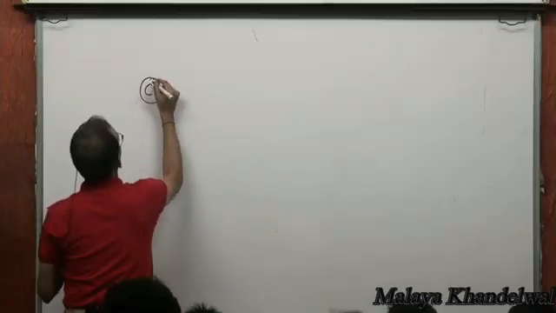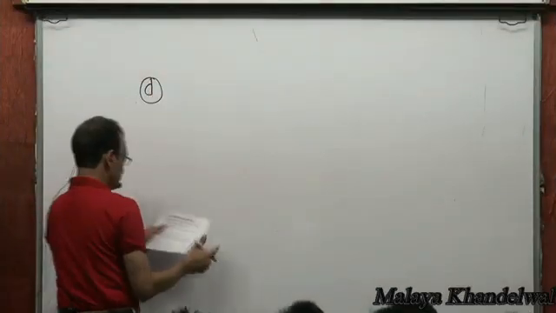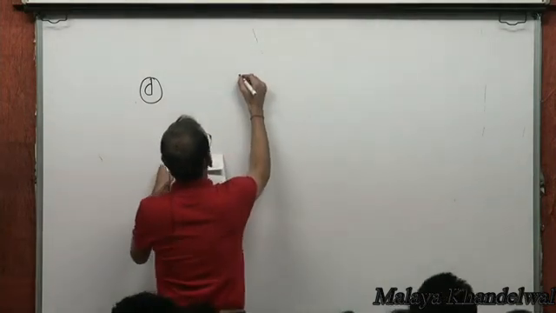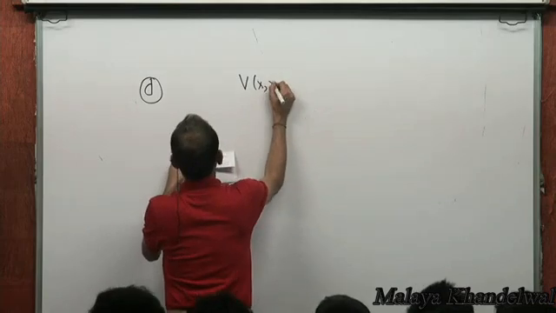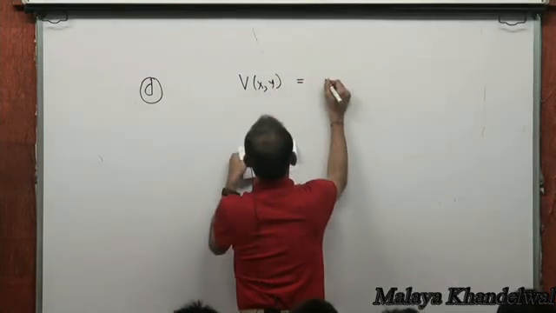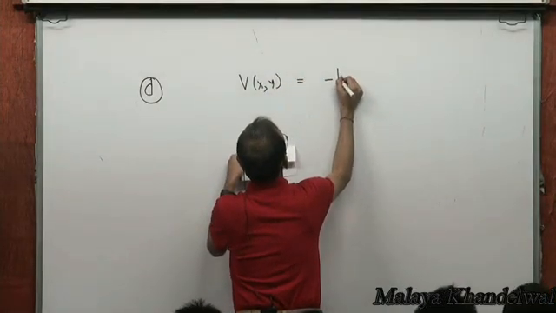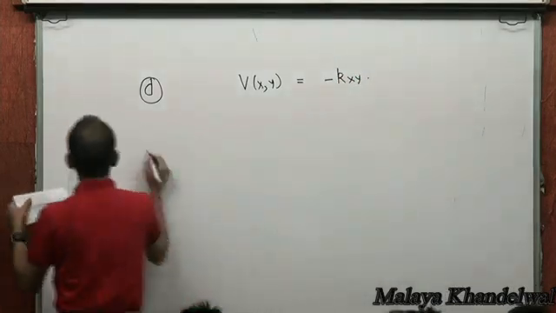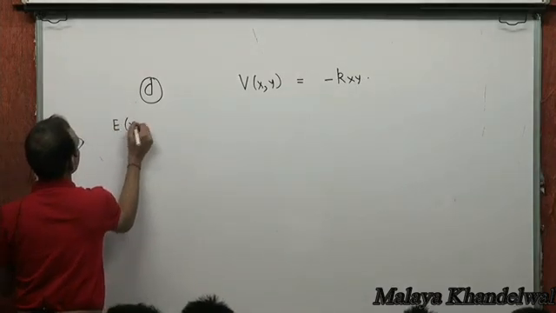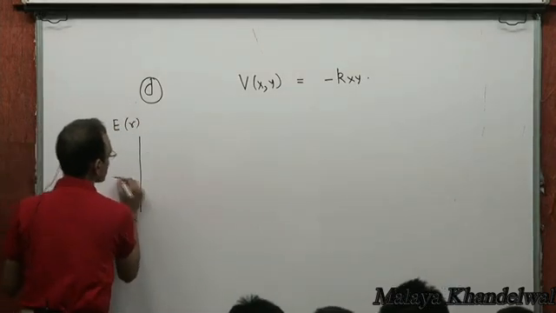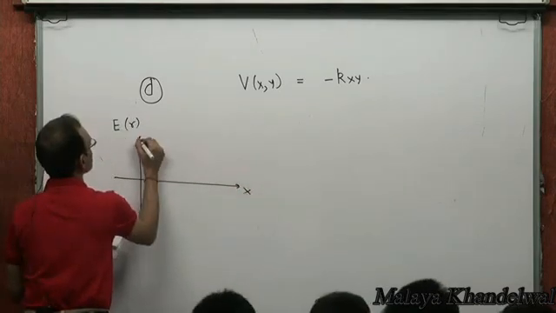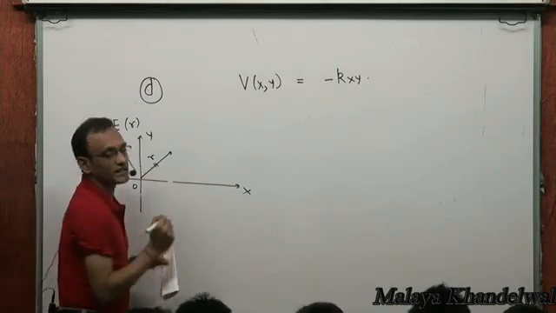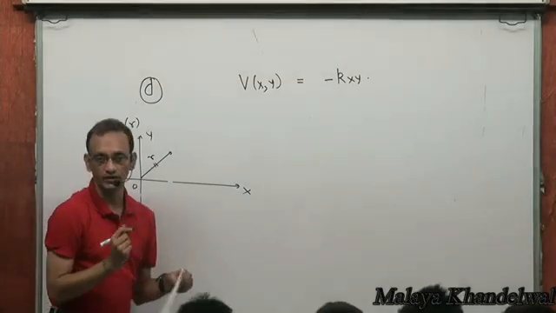Problem D. The electric potential V at any x comma y in the xy plane is given as minus some constant k times xy. The electric field intensity at a distance r from the origin, where this is the x-axis and this is the y-axis, what is the intensity of the electric field? That is what we need to find, right?